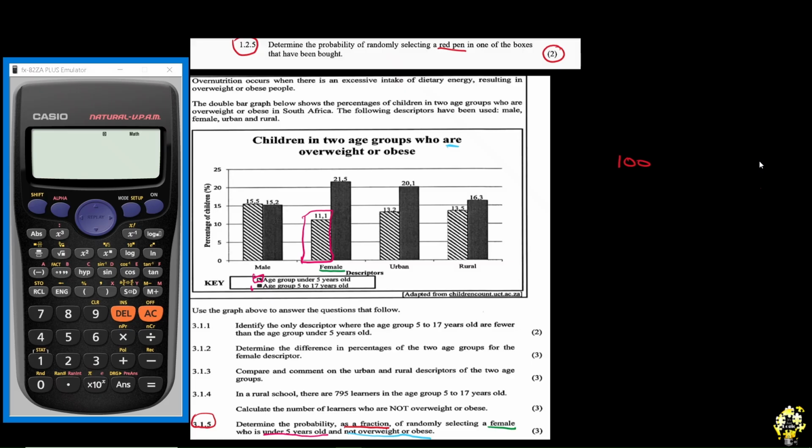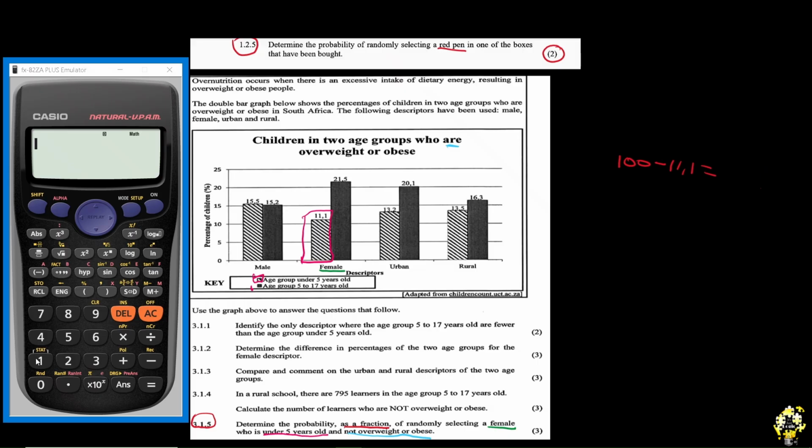of children. In this 100% of children, we have to subtract the ones who are already obese or overweight, according to these children in 2 age groups who are overweight or obese, who are female, who are under the age of 5, it's 11.1%. So we say 11.1%.